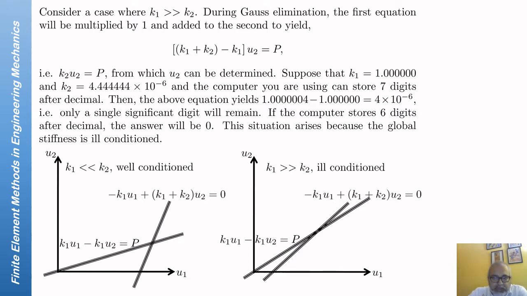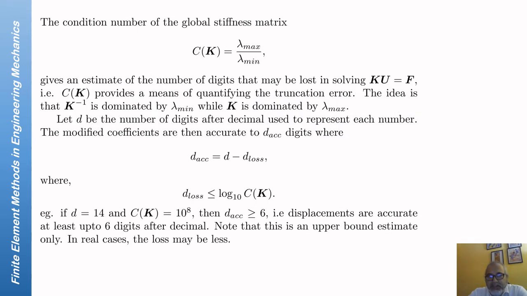Now, there's a way of formalizing it, and we have mentioned this before: there is something called the condition number of the global stiffness matrix. The condition number of the global stiffness matrix K is C, which is simply the ratio of the maximum eigenvalue of K to the minimum eigenvalue of K. The larger this number is, if it is very large, it indicates ill conditioning.